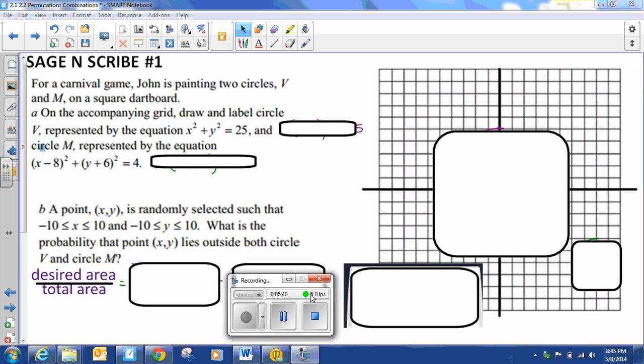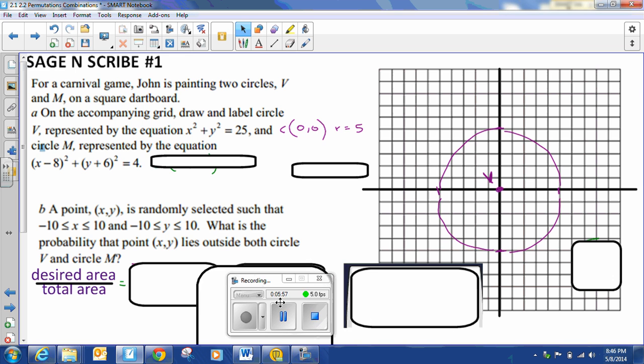Sage and scribe number 1. So here's another dartboard, and we have two circles. The first circle is x squared plus y squared equals 25. We know that the center of the circle is 0, 0, and the radius is 5. So there it is. We'll draw the circle centered at the origin with radius 5.